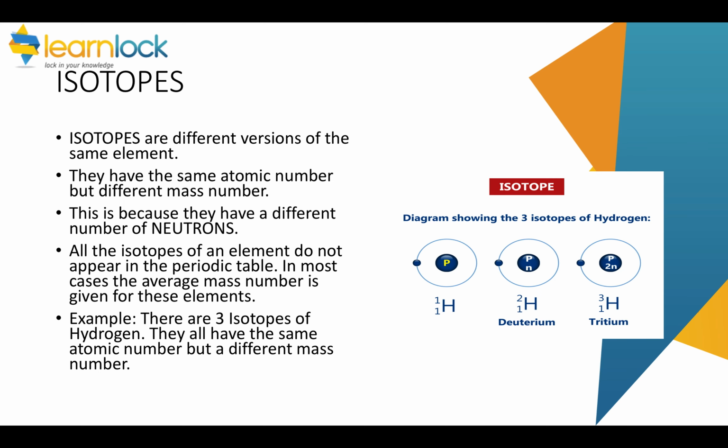So what are isotopes? Well, isotopes are different versions of the same element, and they don't appear in the periodic table. They have the same atomic number but different mass numbers, and that's because they have a different number of neutrons in the nucleus. In most cases, the average mass number is given for an element. This example here shows that there are 3 isotopes of hydrogen. Now it's just the first one that appears in the periodic table because that's the average that there's most of, but there are actually other versions of hydrogen that have different numbers of neutrons, so different mass numbers.